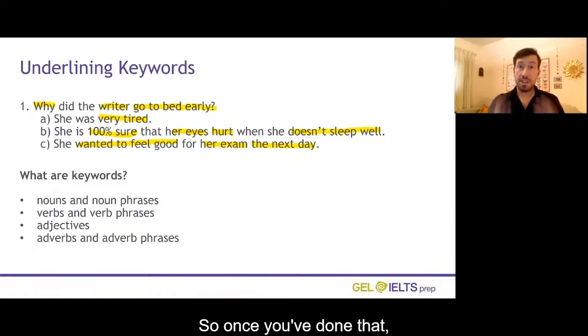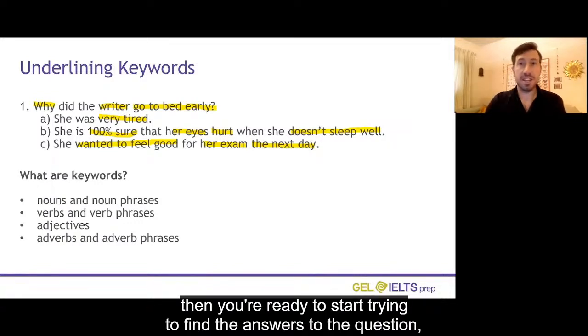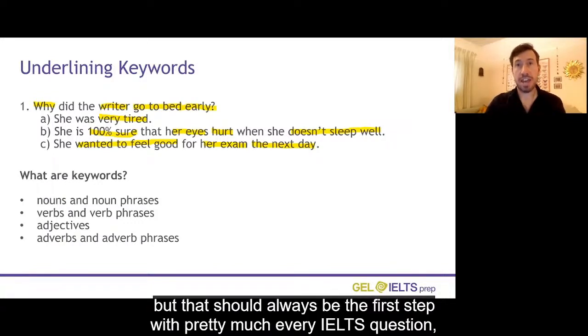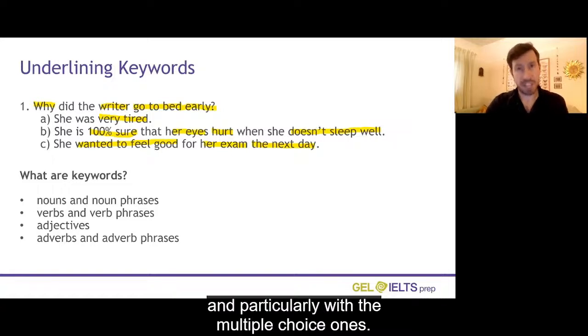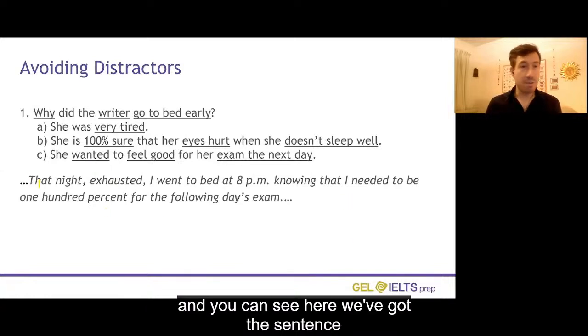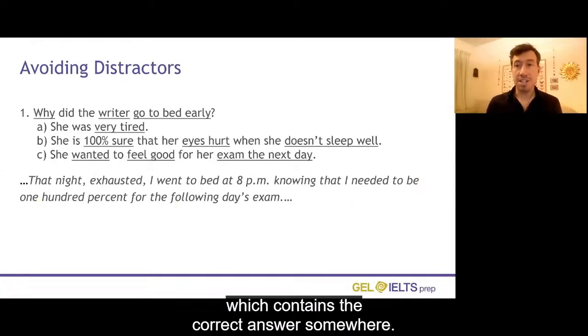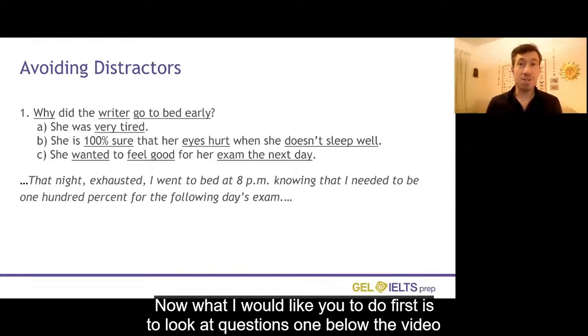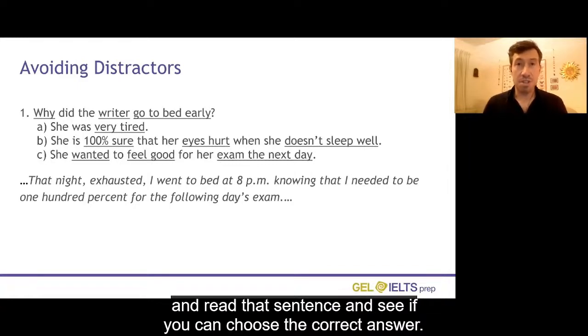So once you've done that, then you're ready to start trying to find the answers to the question. But that should always be the first step with pretty much every IELTS question, and particularly with the multiple choice ones. So we've got the highlighted question here and answers, and you can see here we've got the sentence which contains the correct answer somewhere. Now, what I would like you to do first is to look at question 1 below the video and read that sentence and see if you can choose the correct answer.